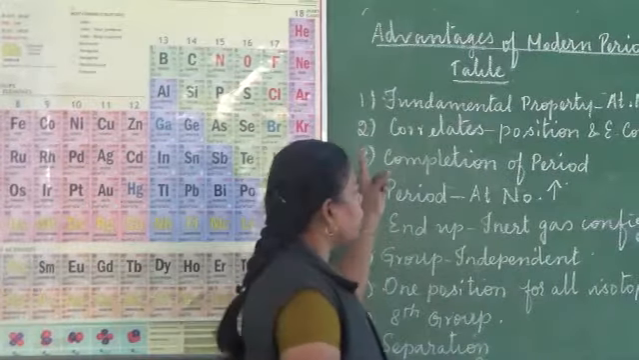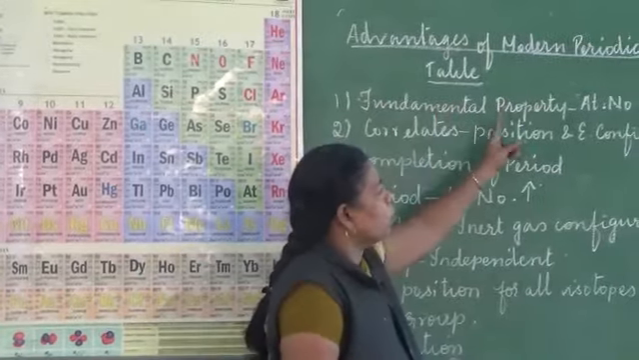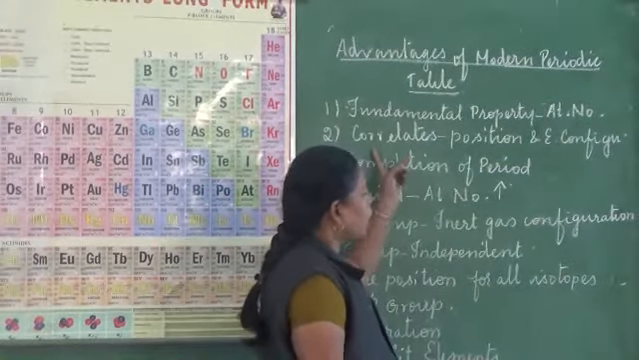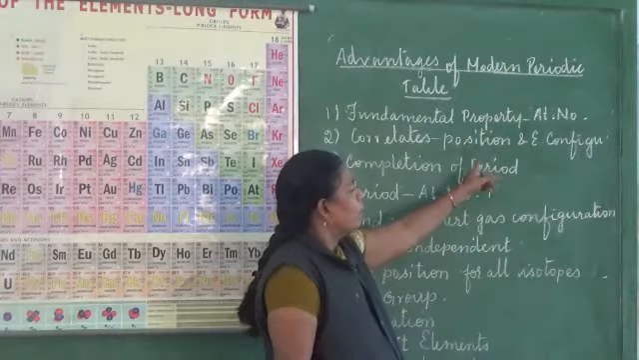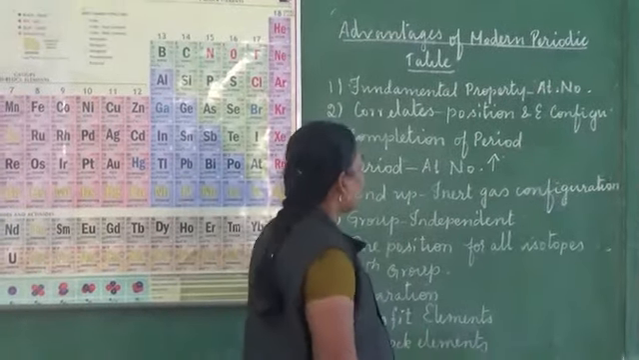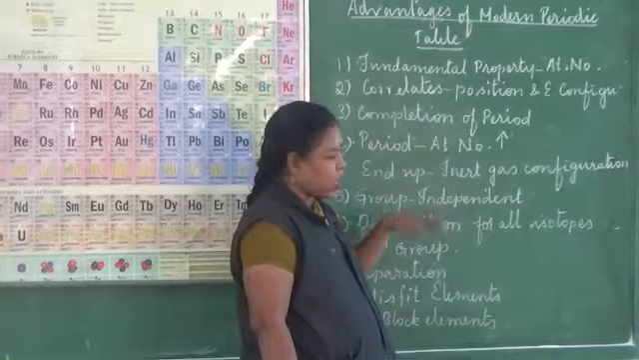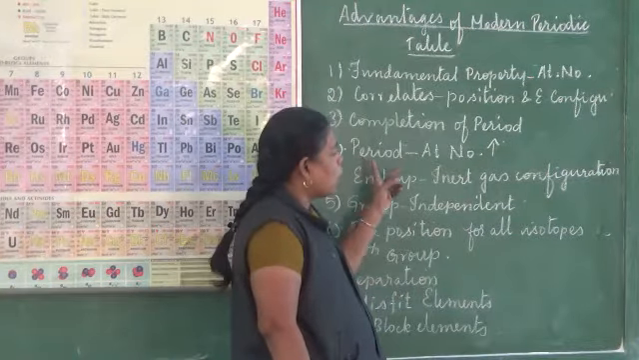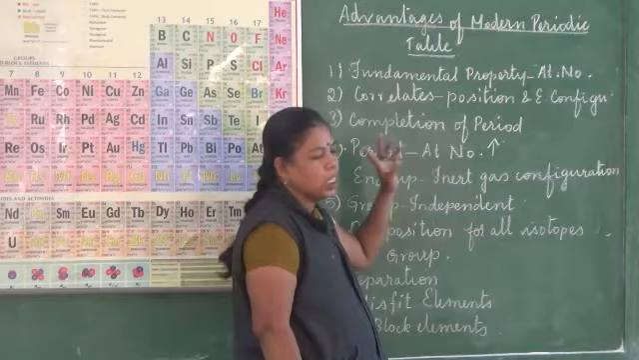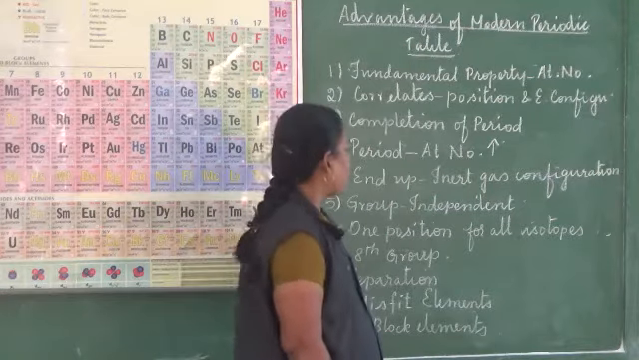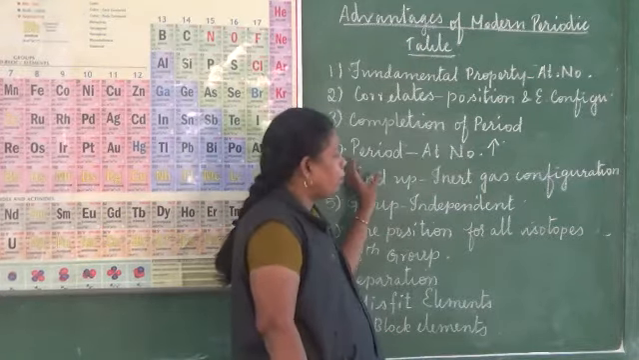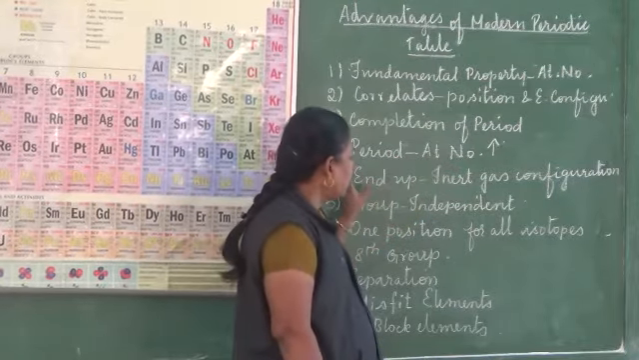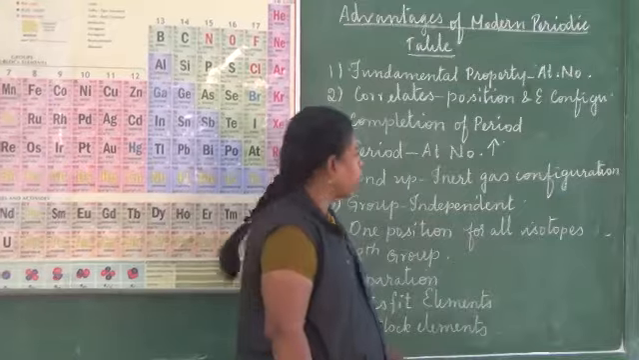Once again, I am going to recollect. It is based on a more fundamental property, that is atomic number, and it correlates the position of the elements with their electronic configuration, and the completion of each period is logical. Elements in a period are arranged in the increasing order of atomic number, so the electrons are gradually filled up in orbitals, and finally it ends up with the inert gas configuration.